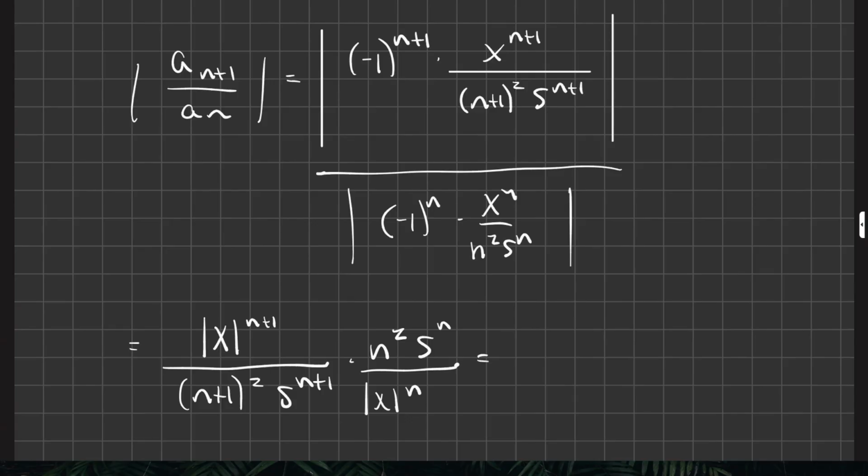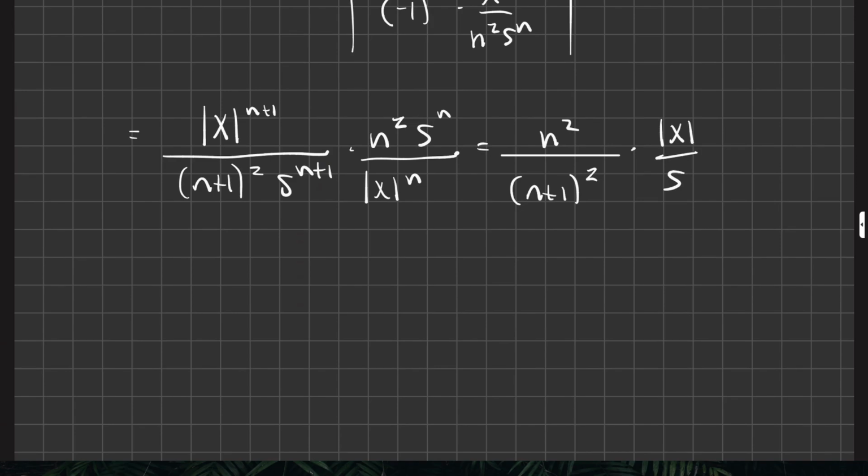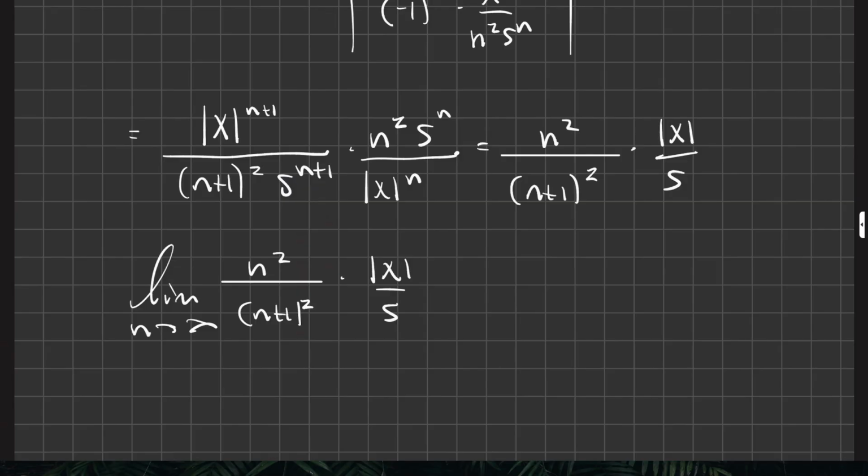So this just simplifies to n squared over n plus 1 squared times absolute value of x over 5. Right, we pulled this 5 out from right here, canceling these terms and having a 5 to the 1 left over. Okay, so let's look at the limit now. So we're looking at the limit of n squared over n plus 1 squared times absolute value of x over 5. Okay, what does this limit evaluate to?